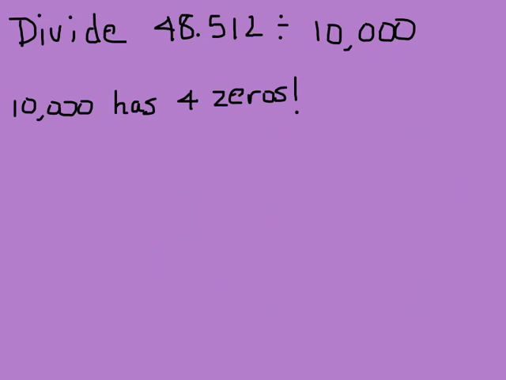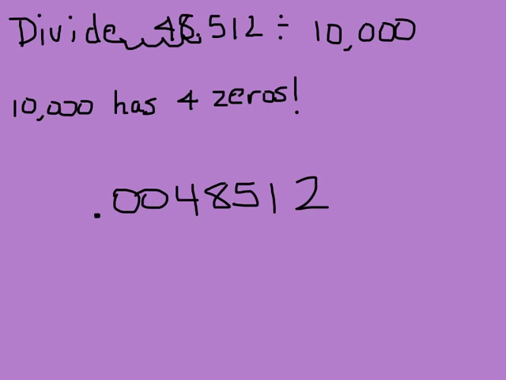Alright, again, we're going to divide this number by 10,000, and we see that 10,000 has 4 zeros. So let's go ahead and move our decimal point to the left 4 places. So this is kind of like the other one. We only have 2, so we're going to have to make 2 more. So we'll have our decimal point with 2 zeros with 4, 8, 5, 1, 2. Okay? Very, very easy. Let's move on to our practice.